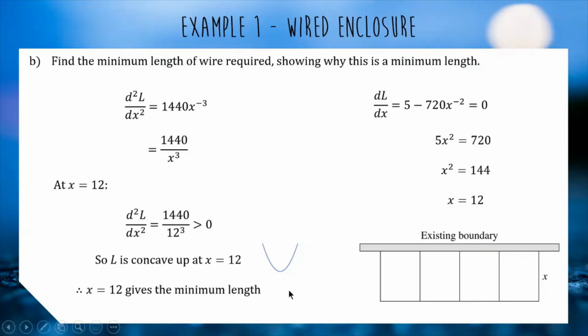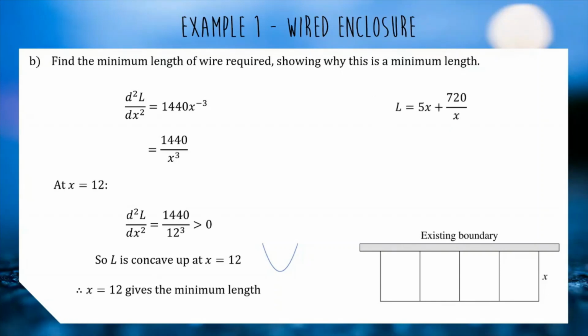Now the last little part of this question is that we weren't actually asked to find x, which gives the minimum. We were asked to find the length of y, which is the entire boundary. So we go back to our original function, L equals 5x plus 720 divided by x. We sub in our value of x equals 12 to find the length of y, which is the smallest possible. Subbing in 12, we get an answer of 120 meters. Now that is our final answer. That's our full 3 marks.